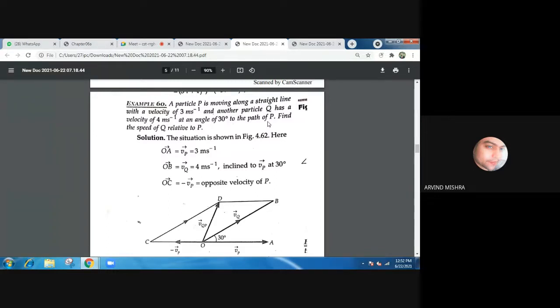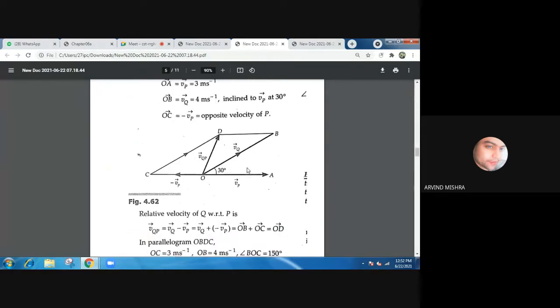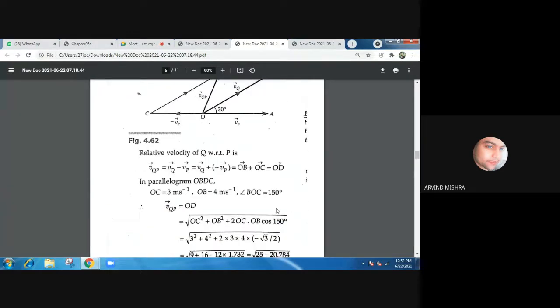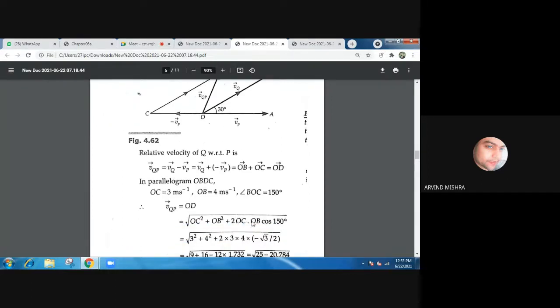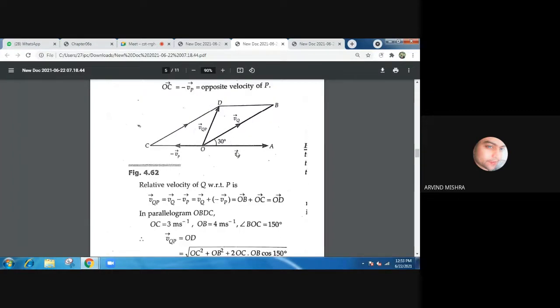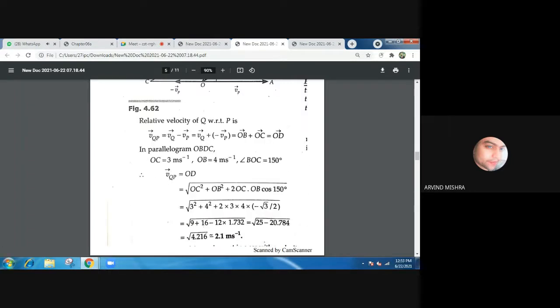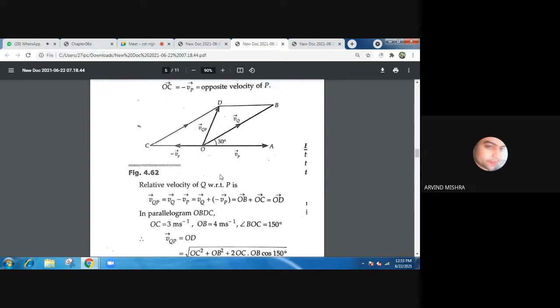Which vector are we supposed to flip? Tell me, which vector? Yes, P, exactly. Then you will get another parallelogram where you can get the resultant by using the same formula, that is the square root of P square plus Q square plus 2PQ cos theta. Kindly remember the angle between the two vectors will now be 180 minus 30, that is 150. So once we have the relative velocity, you have to just draw the vectors, only flip the last vector, get the angle between the two vectors once again, and apply the same formula of resultant. Is it clear to everyone?